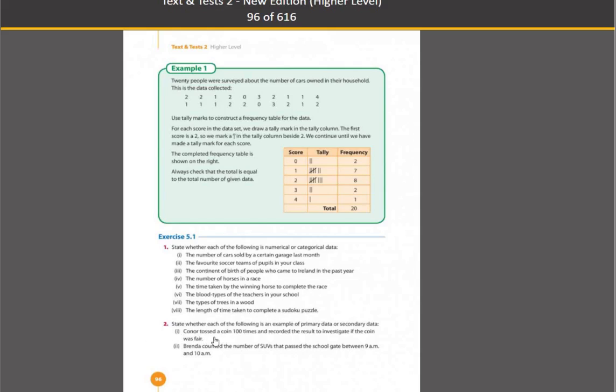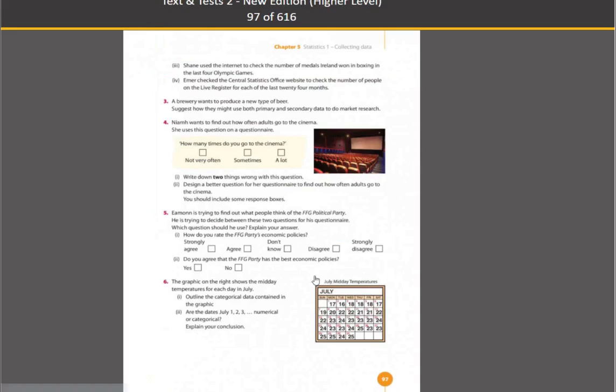Question 2. State whether each of the following is an example of primary or secondary data. So remember, primary data is data you yourself collect. Secondary data is data collected by somebody else. Connor tossed a coin 100 times and recorded the results to investigate if the coin was fair. Connor's doing it himself, so it is primary data. Brenda counted the number of SUVs that passed the school gate between 9 a.m. and 10 a.m. She's out counting herself, so again, primary data.